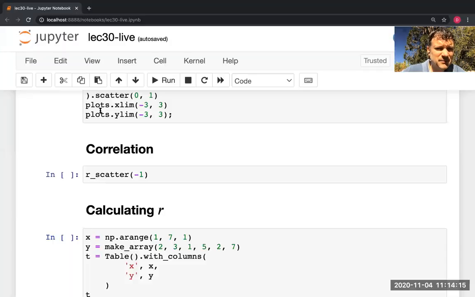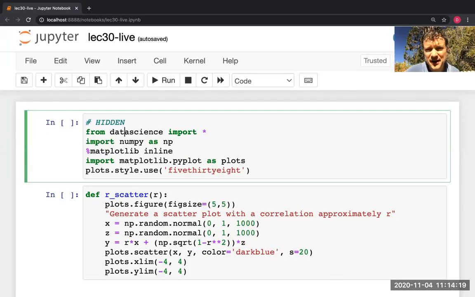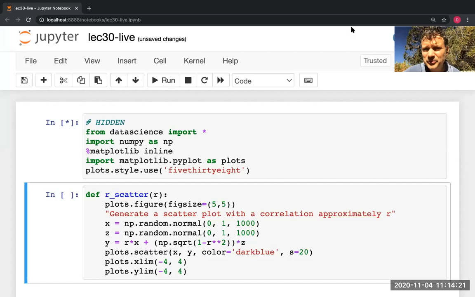Okay, so let's work through some examples. Let's do some demo and see how this works out, see how we could apply this.